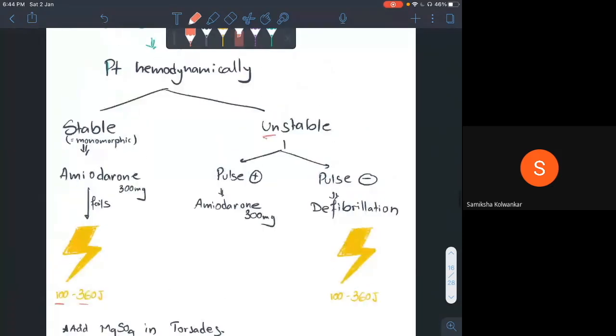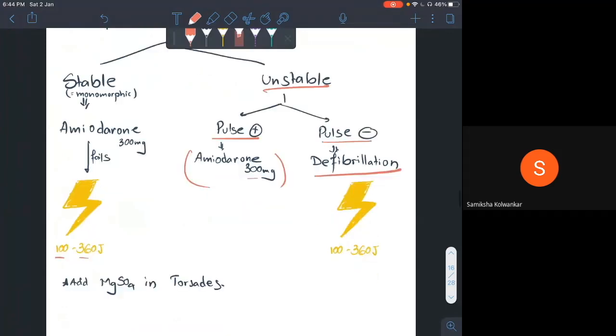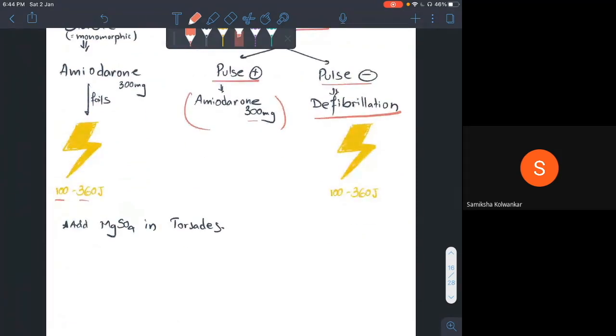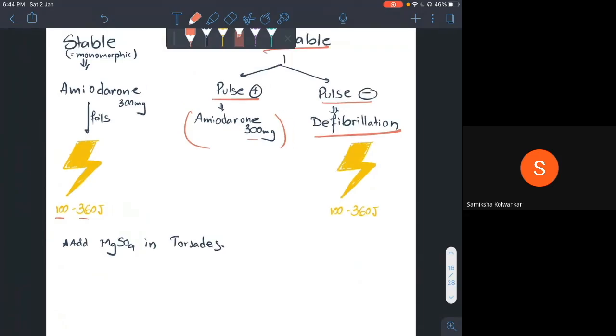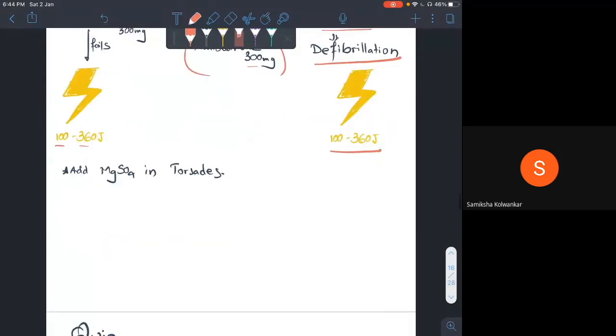If the patient is unstable, the patient is not responding, the patient has collapsed, his pulse is not felt, etc. If his pulse is felt, you know that you can still go for medical management, which is amiodarone 300 mg. Whereas if the pulse is not felt, you need to do immediate defibrillation because this patient is not being perfused in the brain and other vital organs, and without the restoration of normal ECG within the next 1 to 2 minutes, this patient is at serious risk of dying. So again, the defibrillation is going to be 100 to 360 joules.